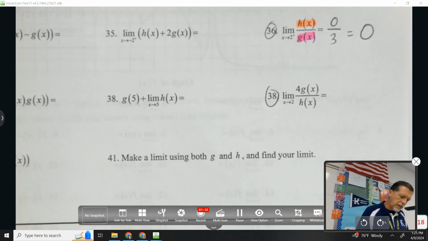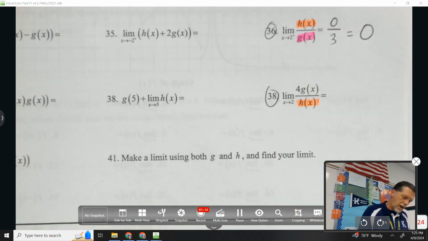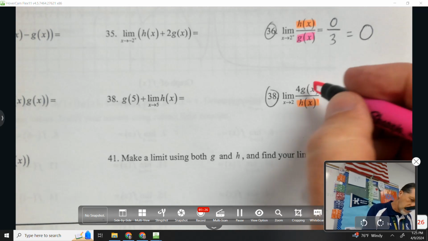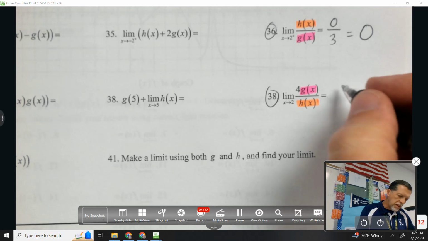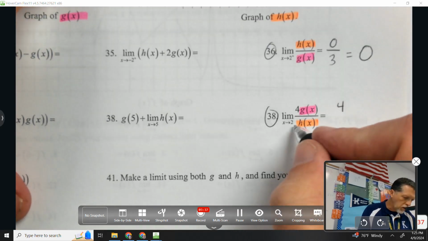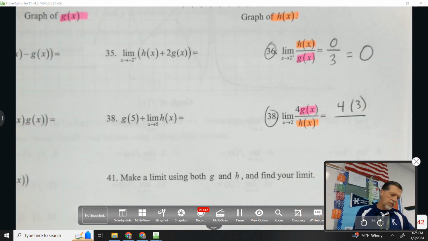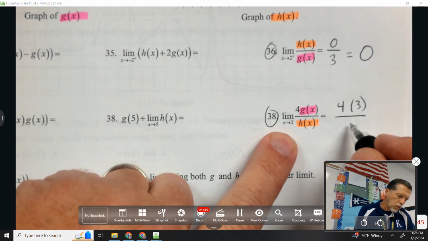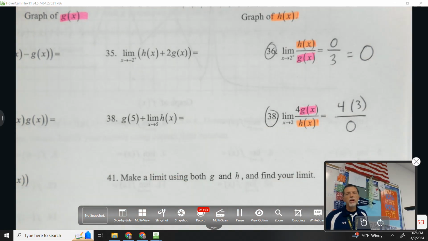Okay, same kind of thing here. Be careful about who's where. Yeah, we switched the order here. So we're still going x approaches 2, but now we've got 4 times the g limit as x approaches 2 is 3. And then the h limit as x approaches 2 is 0. So I've got 12 divided by 0. I need to be careful about, so it's d and e, but is it positive infinity or negative infinity?